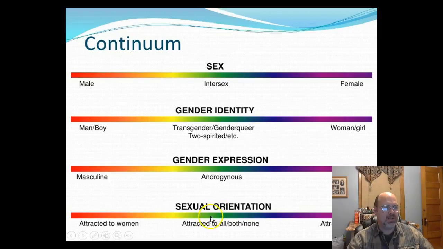Then sexual orientation is who you're attracted to. So males attracted to women would be called heterosexual, or if they're attracted to other men, would be homosexual. Females attracted to women is homosexual. Attracted to other men is heterosexual. And then bisexual would be attracted to both. And then there's asexual, where they're attracted to neither. Okay.